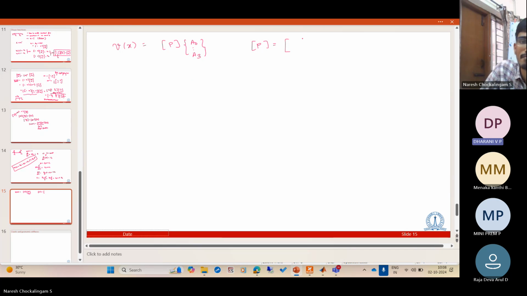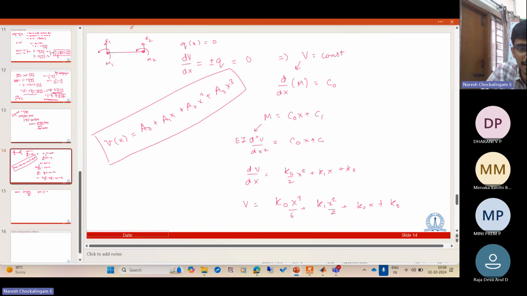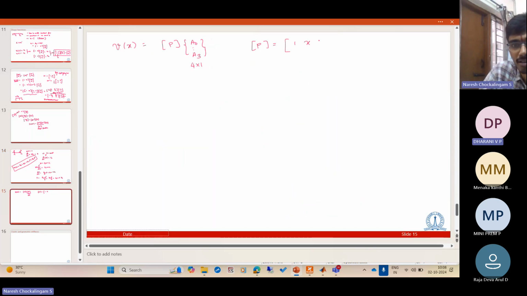1 and x. Only 1 and x. What is the size of this? This is 4 cross 1. Can it be just 1 and x? So just see, V of x is this. It has got 4 terms. It is A naught plus A1x plus A2x square plus A3x cube. So it is 1, x, x square and x cube.